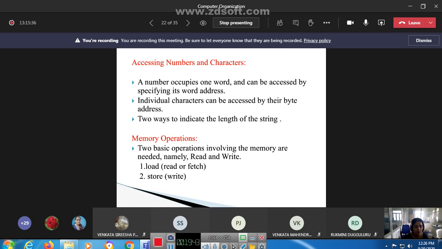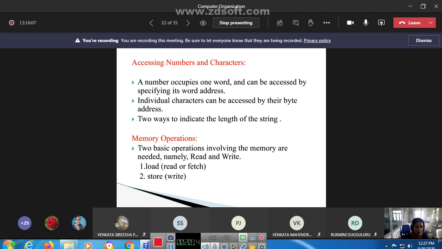We know that both program instructions and data operands are stored in the memory. To execute an instruction, the processor has to fetch the instruction and read the operand or operands from the memory. After execution of the instruction, the processor may store the result or modify the operand back in the memory.